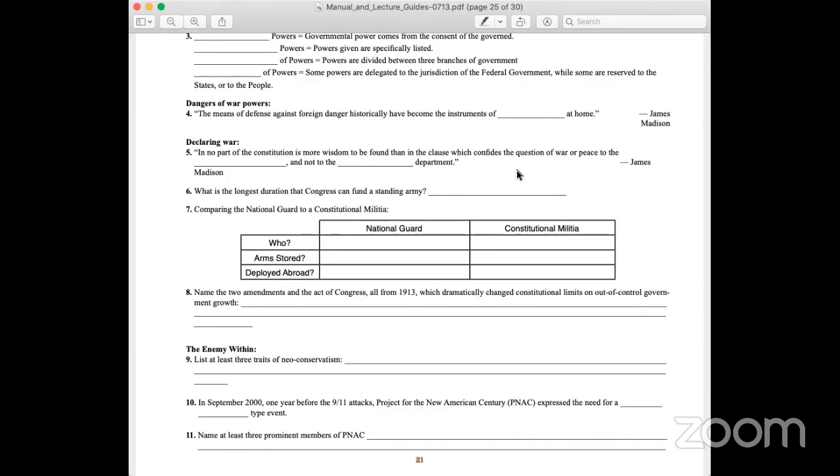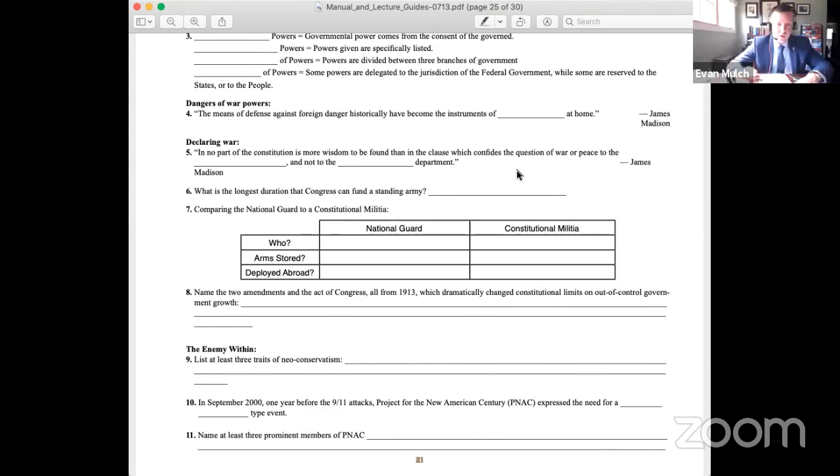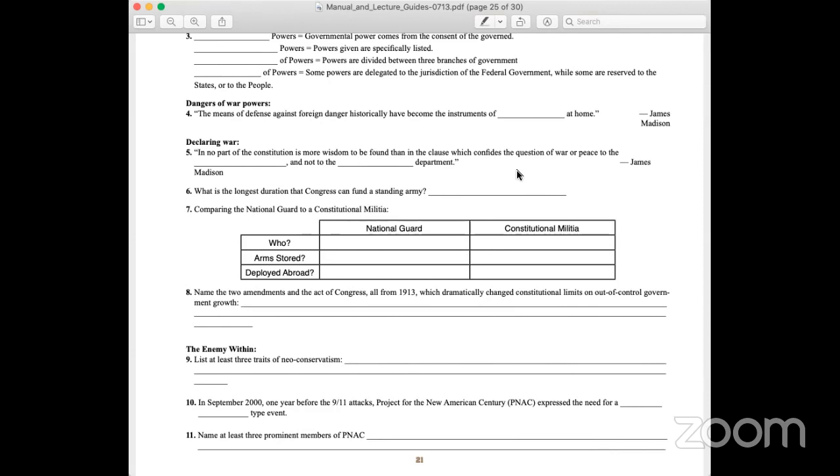With the militia, at our homes, within our own confines, really. The government does not store our weapons. And can the constitutional militia be deployed abroad? No, only if they join the National Guard.